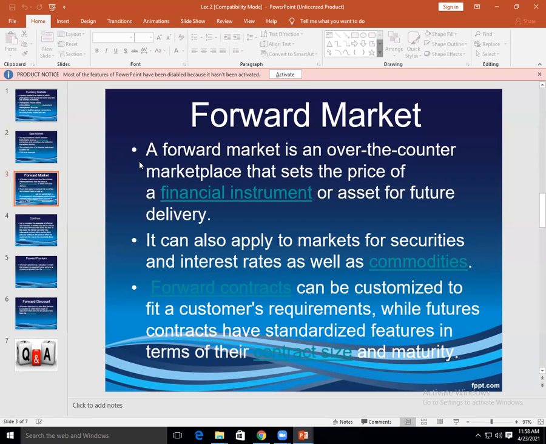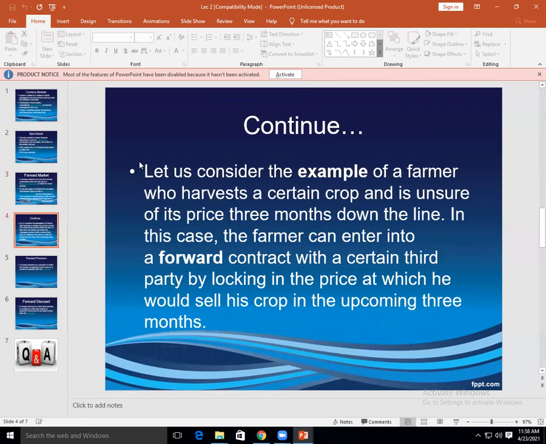If I explain the forward market in easy language, what it is, we have an example in this. First, I will clear this example and then we'll go back to the third slide. What is the example of the commodity? Let us consider the example of a farmer who harvests a certain crop and is unsure of its price 3 months down the line. In this case, the farmer can enter into a forward contract with a third party, locking in the price at which he would sell his crop in the upcoming 3 months.